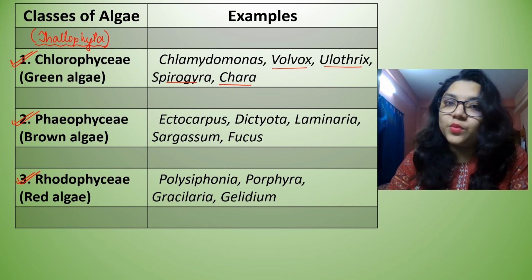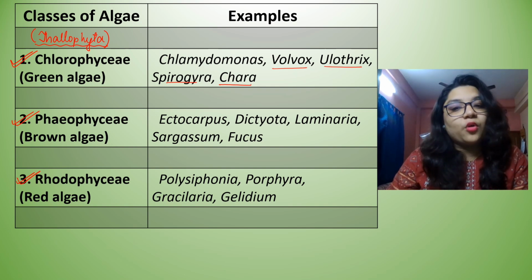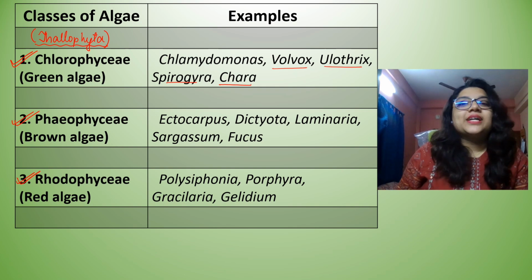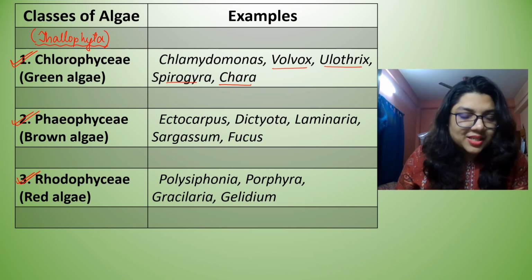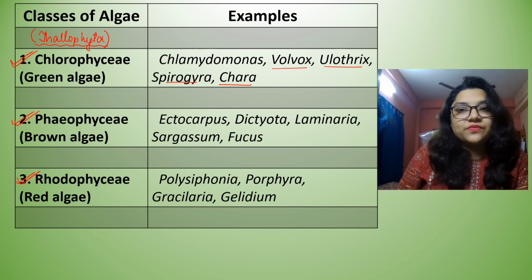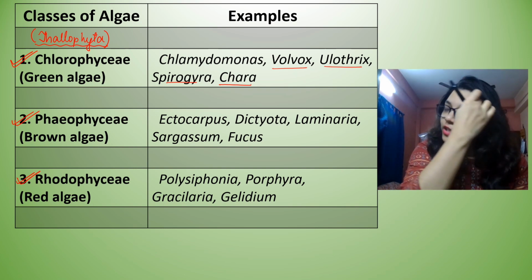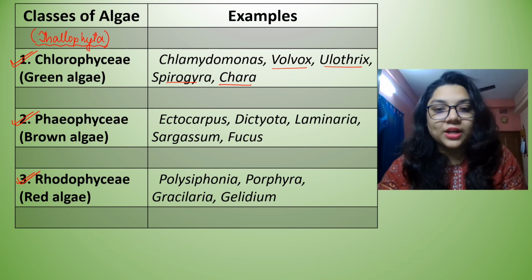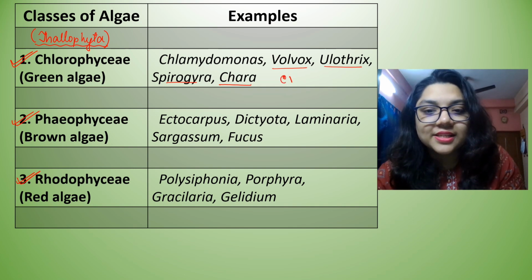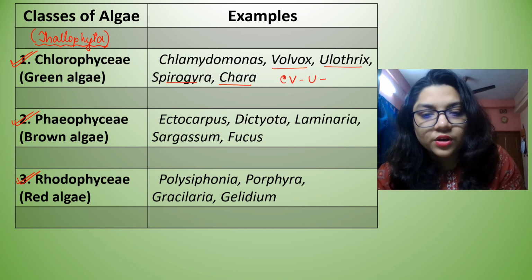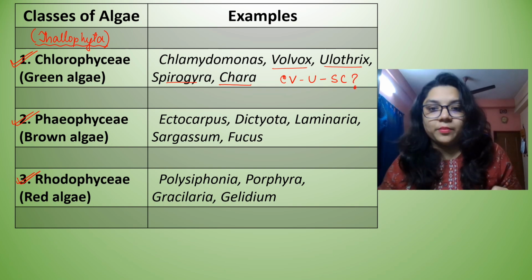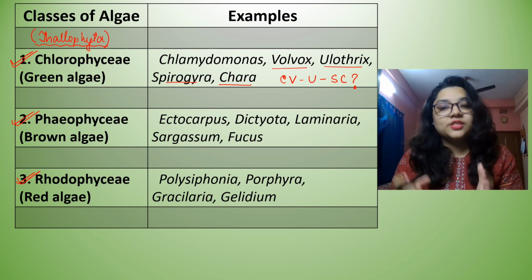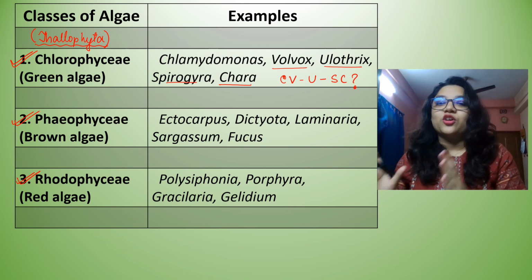For rhodophyceae, we have the examples Polysiphonia, Porphyra, Gracilaria, Gelidium. Now, a lot of you remember examples in the form of different mnemonics, but I find it very useful to just take the first letters of each of them and create a word and keep, right? So for chlorophyceae, I remember like this, CV, U, SC, that is Chlamydomonas, Volvox, Ulothrix, then Spirogyra, Chara.